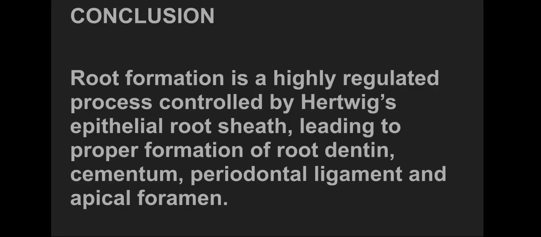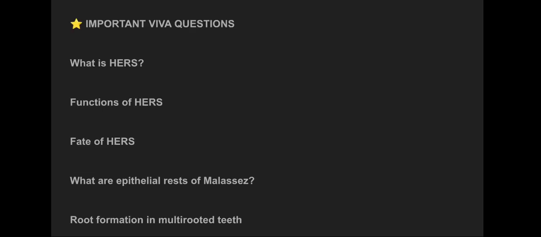Hertwig epithelial root sheath. Conclusion: root formation is a highly regulated process controlled by Hertwig epithelial root sheath, leading to proper formation of root dentin, cementum, periodontal ligaments, and apical foramen. So these are the important viva questions.